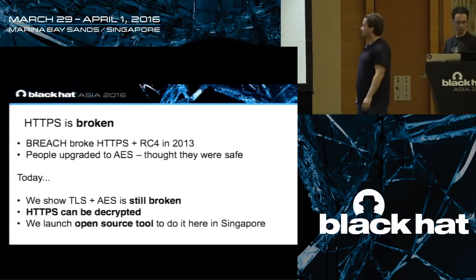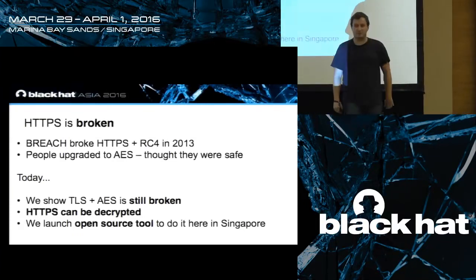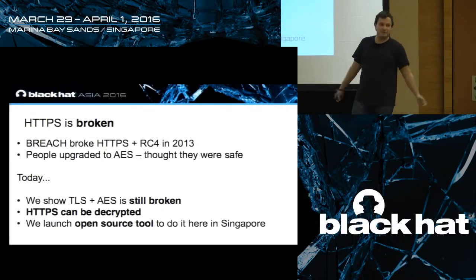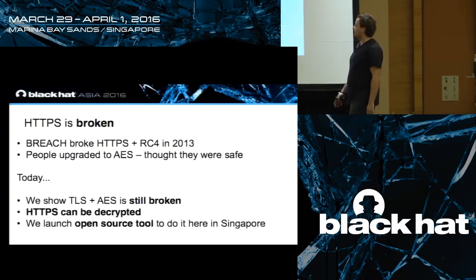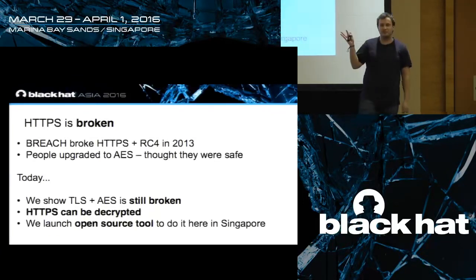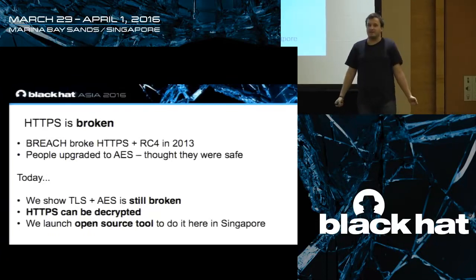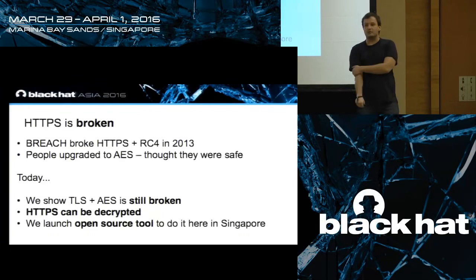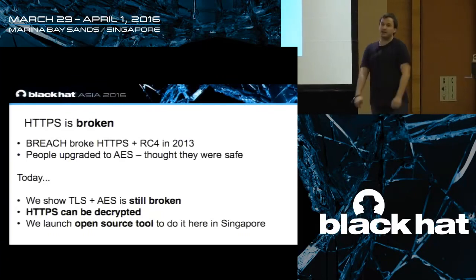What we're going to show you today is that HTTPS is broken. Well, we knew that from Black Hat 2013, but we kind of thought we fixed this by switching to block ciphers with AES. But in fact, AES is also vulnerable. So we'll show you why this is true, and we'll show how you can cryptanalyze HTTPS.